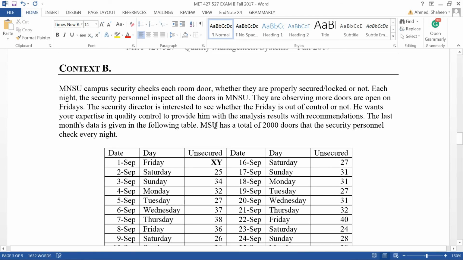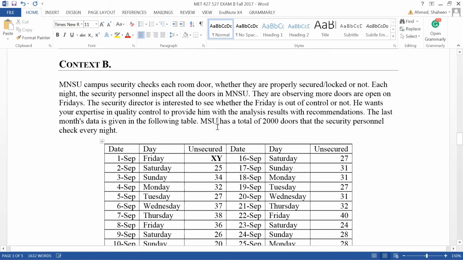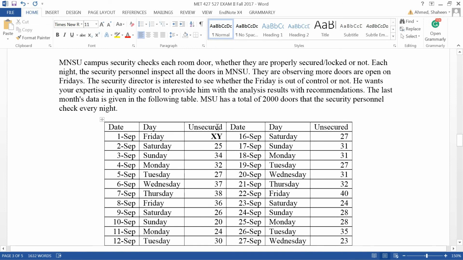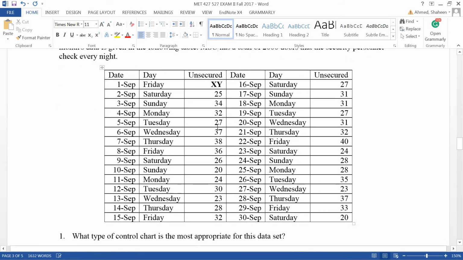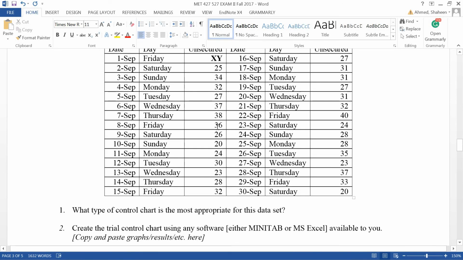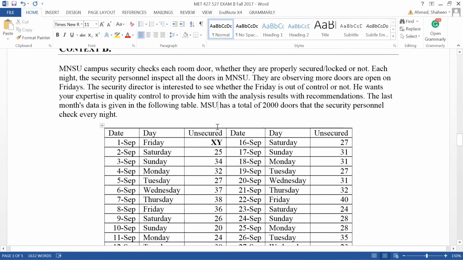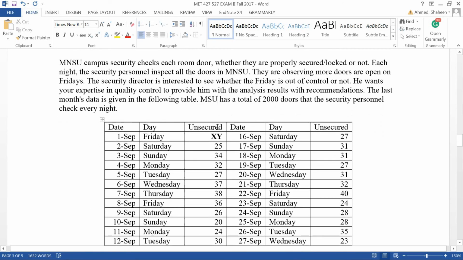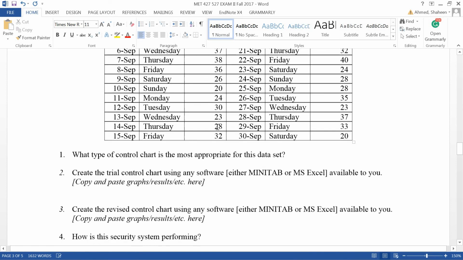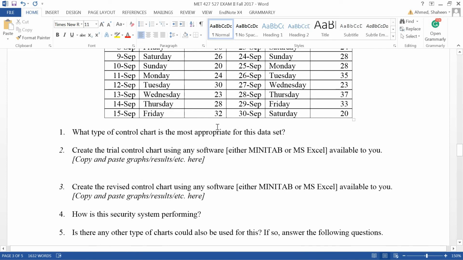So the problem says that you have 2,000 doors that security people check every night, and once in a while they find some doors unlocked and some locked. They don't want a door to be unlocked or unsecured, because that creates safety issues. So the question is, what type of control chart is the most appropriate?